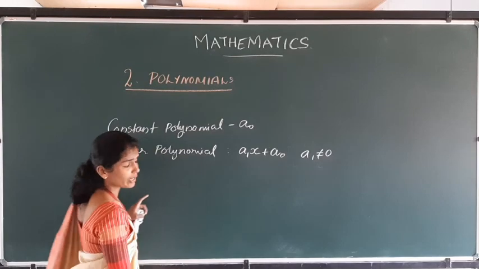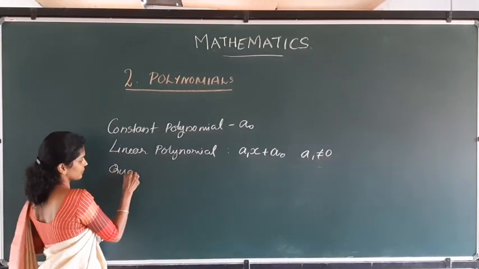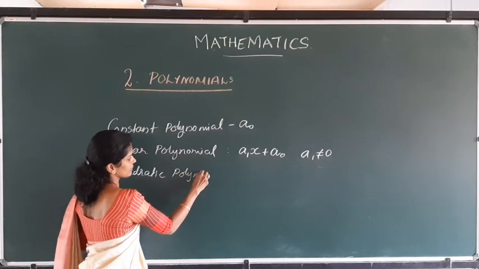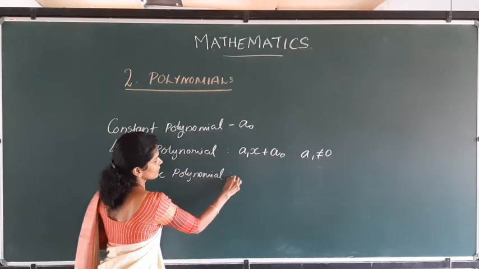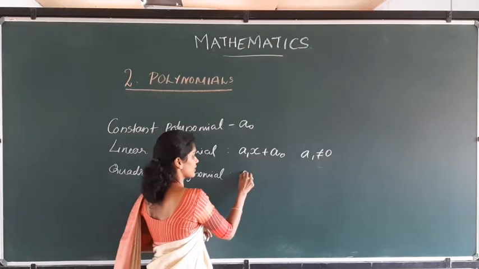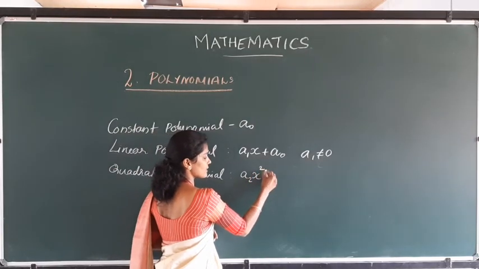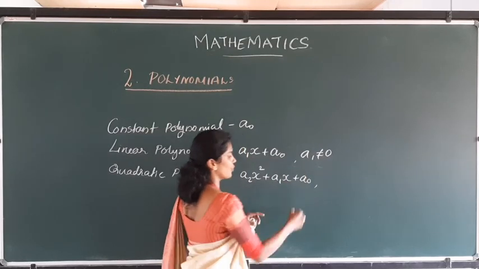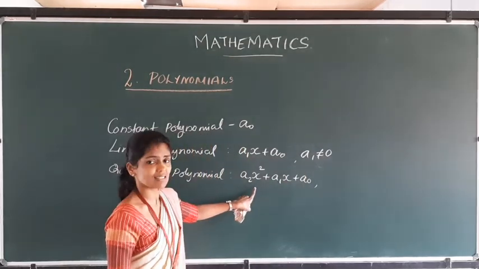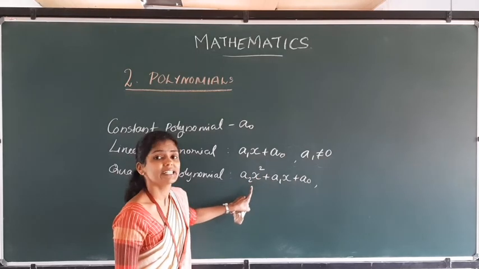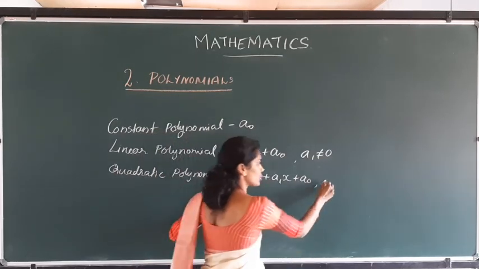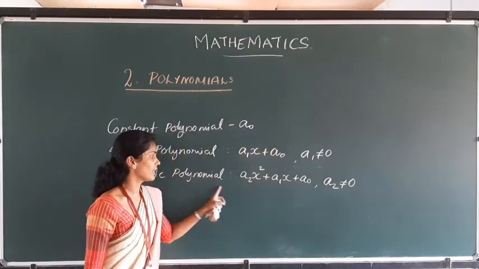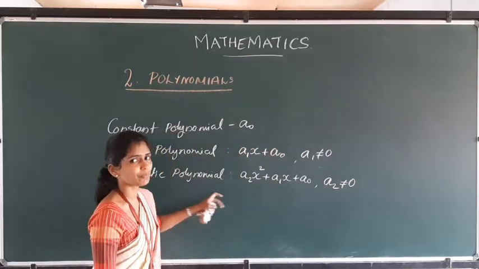Then, in the case of a quadratic polynomial, the general form is a2x square plus a1x plus a0. One more condition is here. What is that? x square's coefficient a2 not equal to 0. This is the general form of a quadratic polynomial.